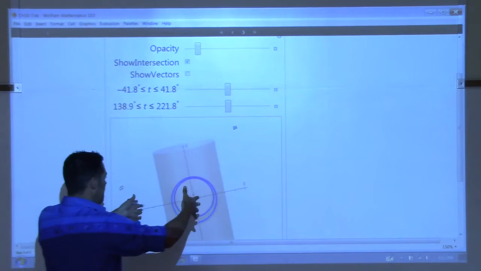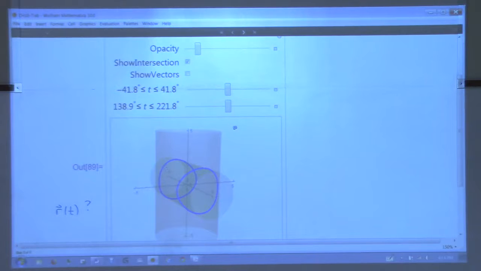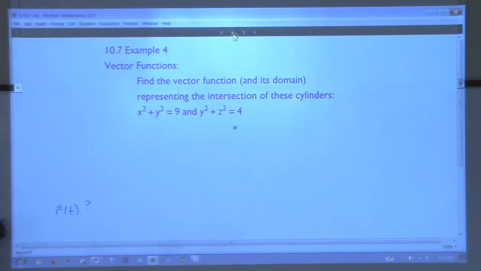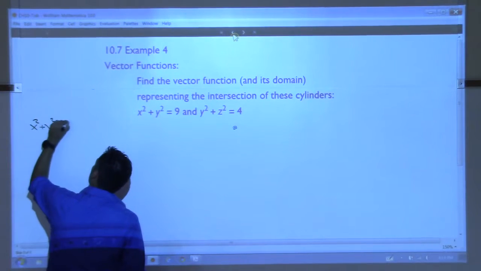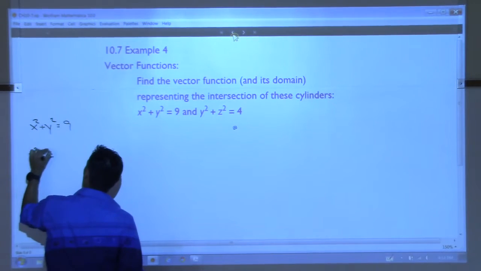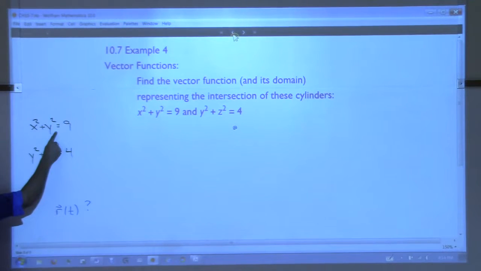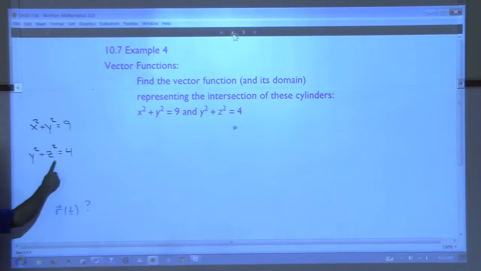So from this perspective, which I believe is looking down the y-axis, if I'm not mistaken, I have to go back and look at the equations. We had x squared plus y squared equals 9, and y squared plus z squared equals 4. So this is the bigger one, right? And the z is free here, so this one opens like that. This one is missing the x, so it was actually coming out the x-axis.